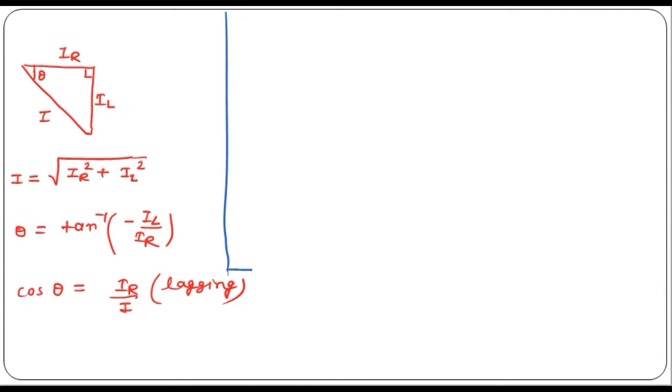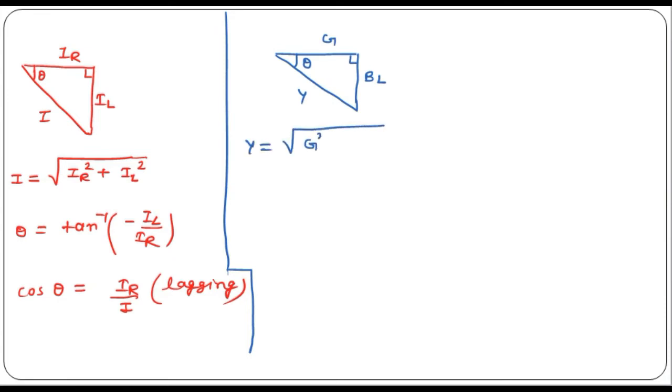So the admittance triangle will look like this. Here the side is I of R, which is the conductance G, and this is B of L, that is the inductive susceptance, and this is the total admittance of the circuit, that is Y. The angle is theta, and this is 90 degrees. Then Y is given by the square root of G square plus BL square.